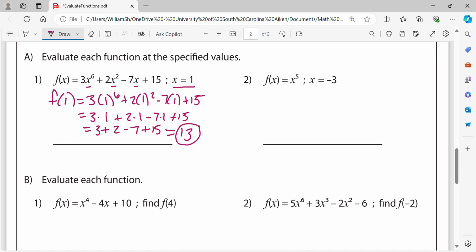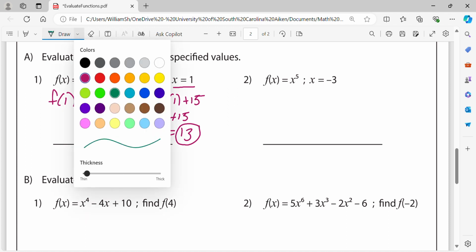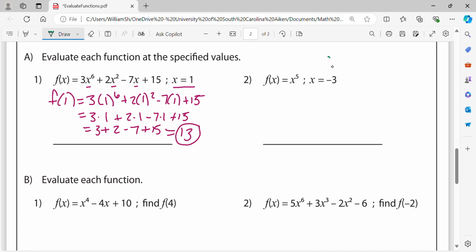Like I said, all that is added by a polynomial function is additional x's, and some may have exponents on them. Okay, let's look at number 2 here. Number 2 says f of x equals x to the 5th power. And we want to solve the function when x is negative 3. So we're just going to put in negative 3 for x. So f of negative 3 equals negative 3 to the 5th power.